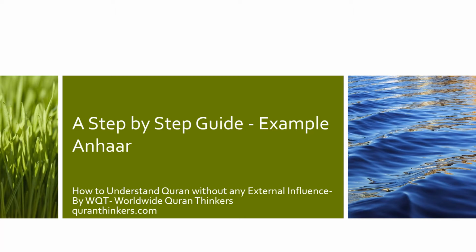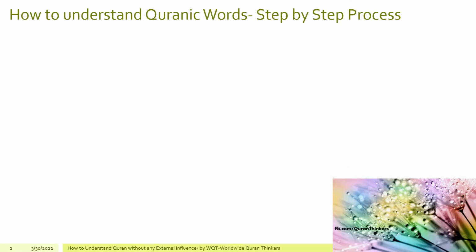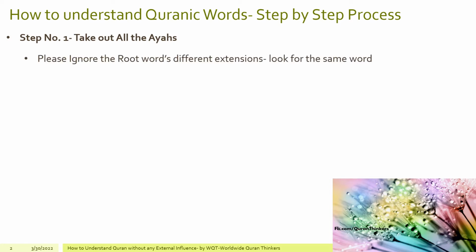So this is just our method. Please feel free to use whatever method you deem fit, but do share your method with us as well. So what we do is, as a first step, we take out all the ayahs with the use of the same word. Since currently there is no other source except the root word, then unfortunately we have to route this through the root word data compilation, but ignore the root word's different extensions. Look for the same word that's used elsewhere in Quran. Take out all the ayahs with the use of the exact same word.